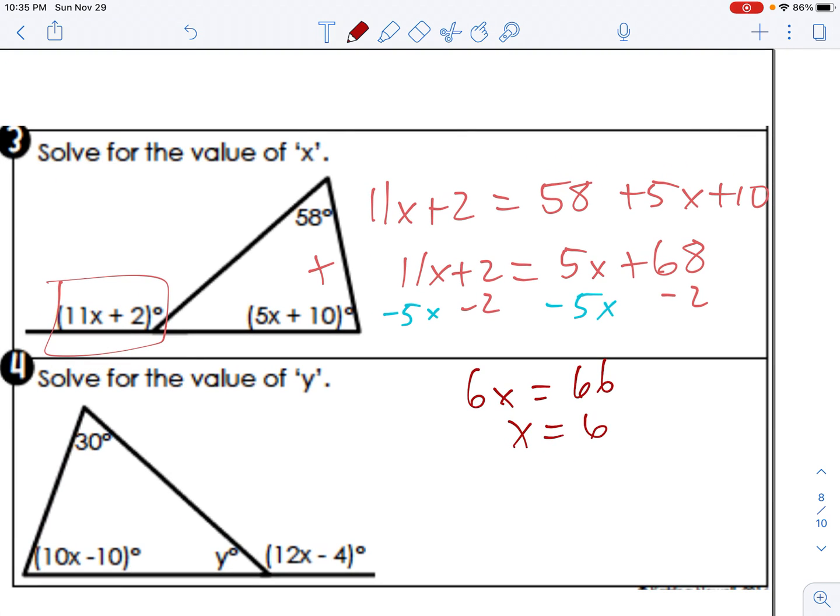Find the value of x. What it might ask you is to find the value of each angle, then you're going to take that and substitute it in.